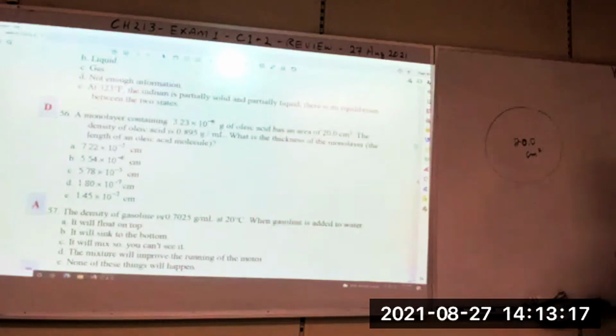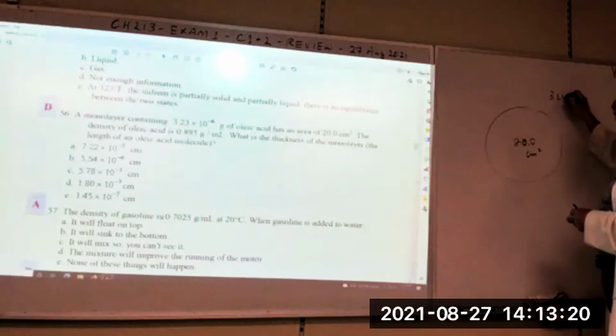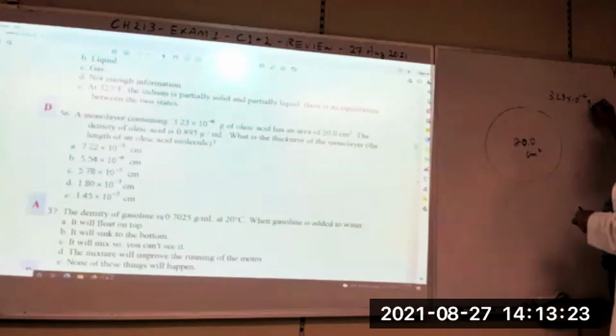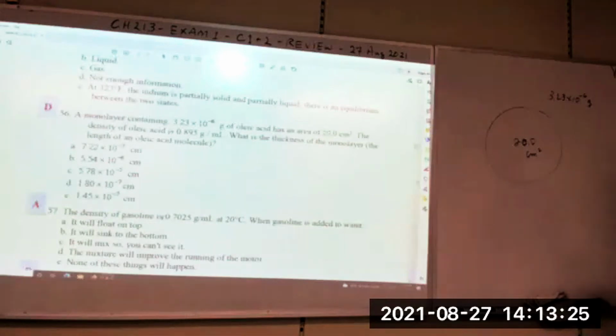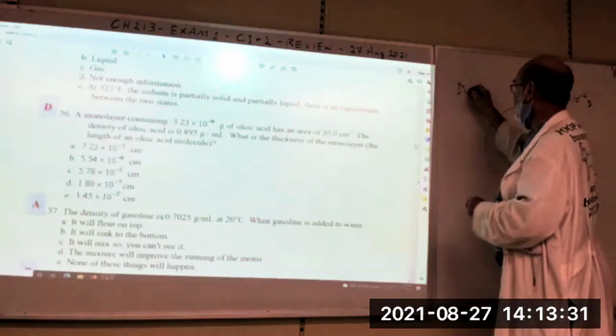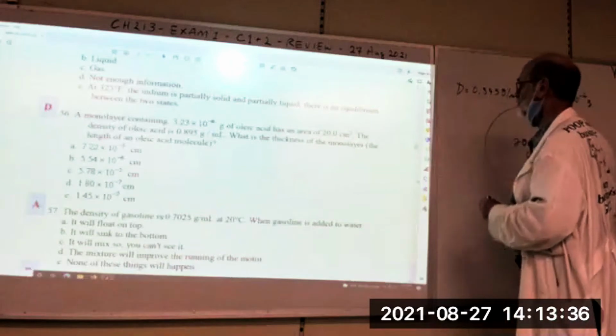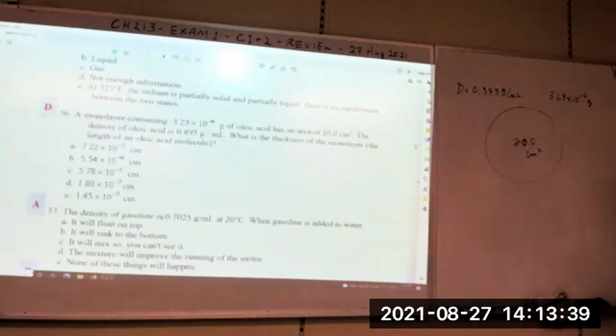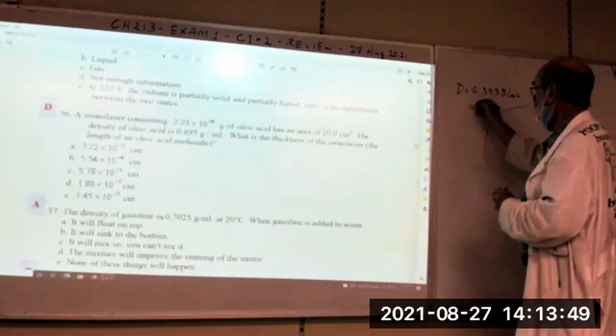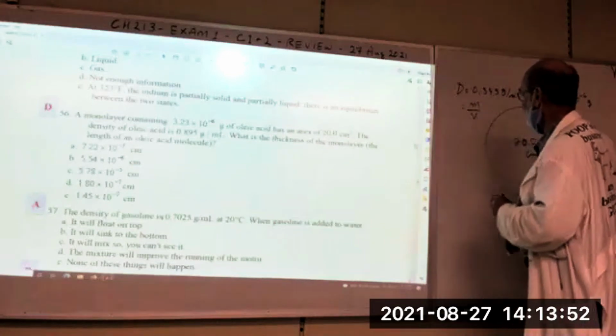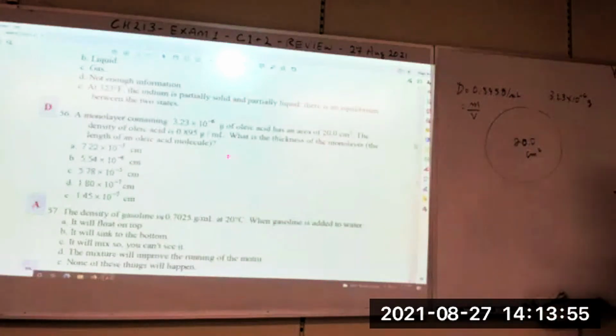And you've got 3.23 times 10 to the minus 6 grams of oleic acid. The density of oleic acid is given to you. So density equals 0.895 grams per milliliter. What's the thickness of the monolayer? And the thickness of the monolayer is the size of the molecule. So let's look at this. What is that equal to? That's equal to mass divided by volume. So what is the volume?